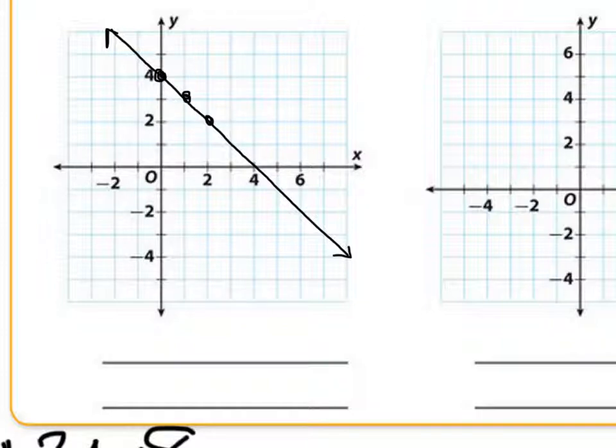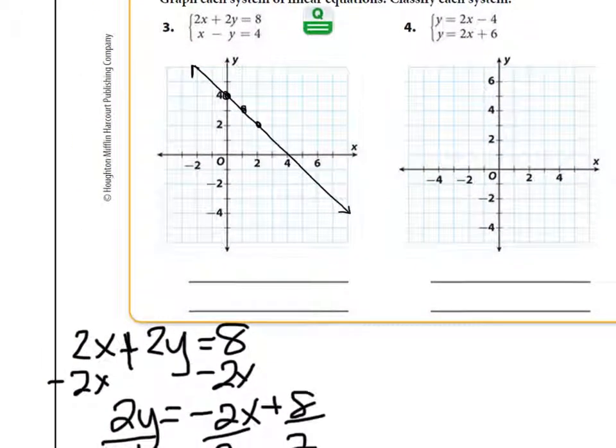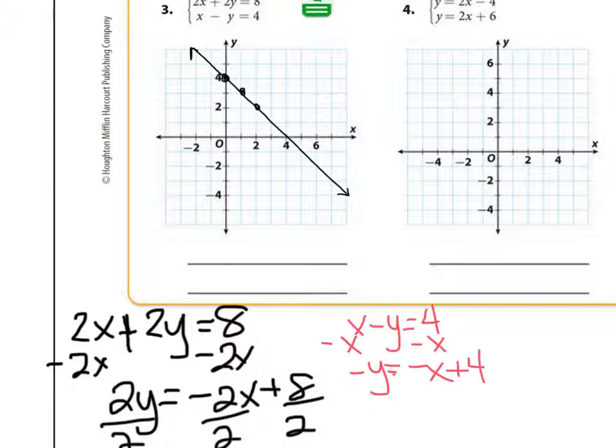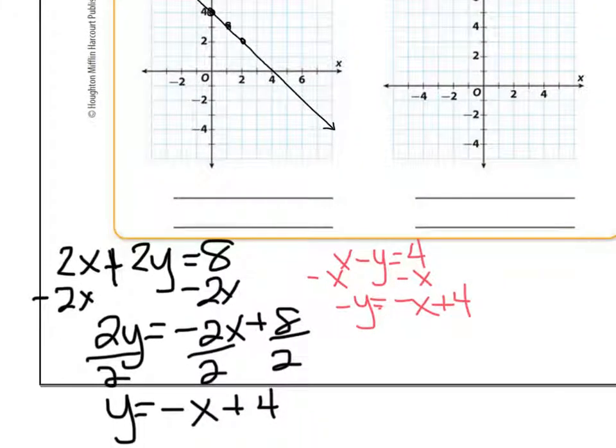Now, I want you to take the second equation, go ahead, solve for y, and then go ahead and graph it as well before you unpause this. Our second equation is x minus y equals 4. So to get y by itself, you should have subtracted x. So negative y equals negative x plus 4. And then divide both sides by negative 1. So this equation was y equals positive x minus 4.